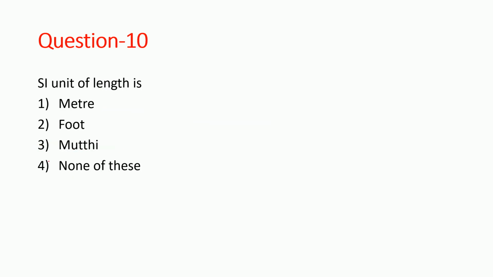Next question. The SI unit of length. This one is a very important bit, so it is asked in many competitive examinations. So the SI unit of length is meters. So option 1 is correct. The other options are wrong answers. So meter is the correct answer.